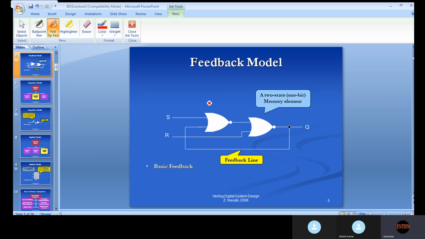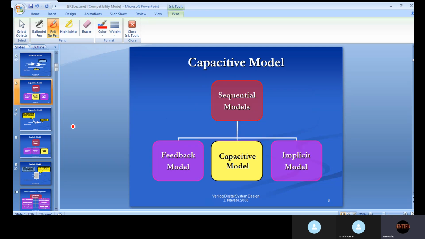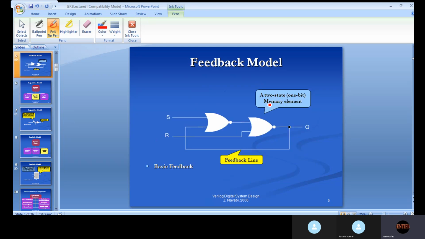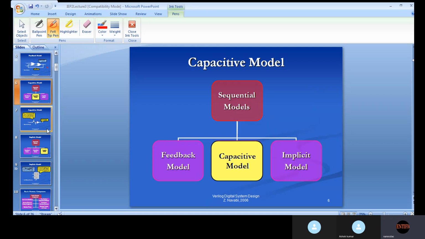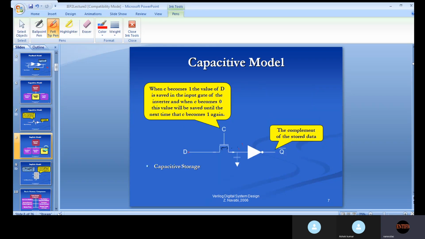Or if the circuit is becoming bigger and bigger, this feedback line will also become long. A long feedback line will be very slow, and it reduces the frequency.